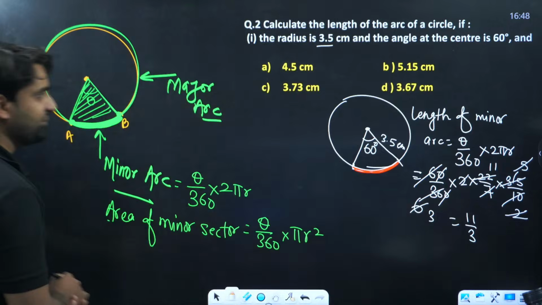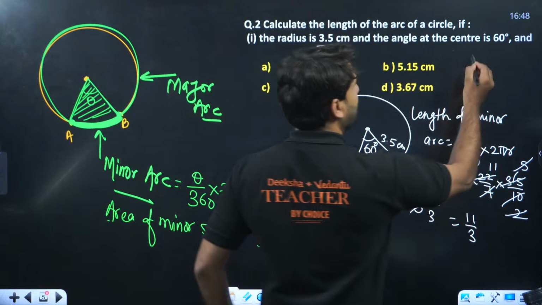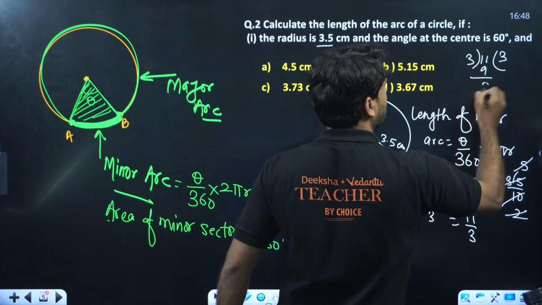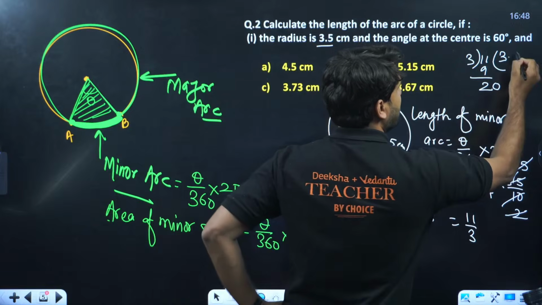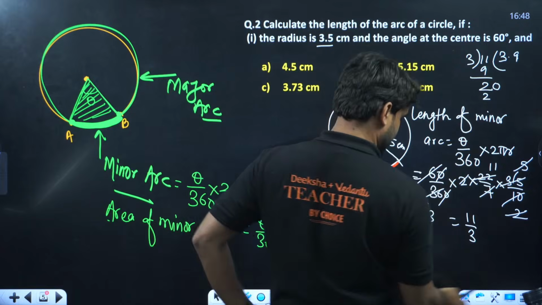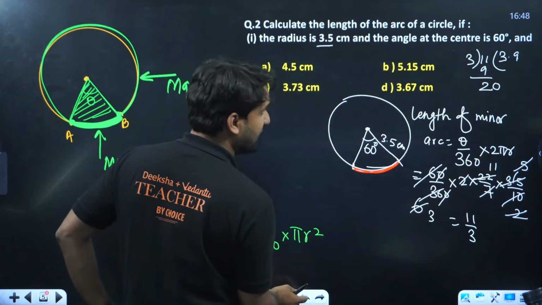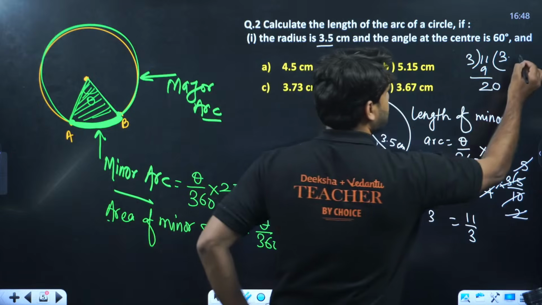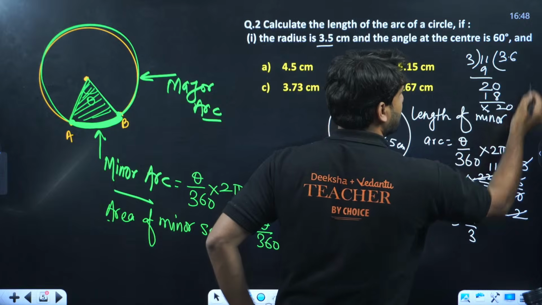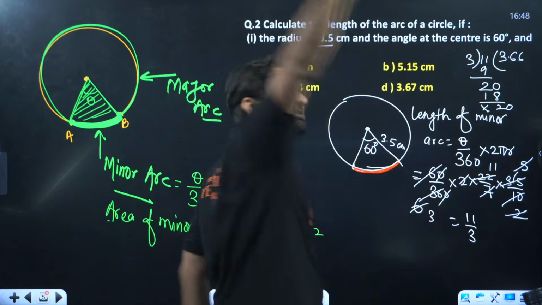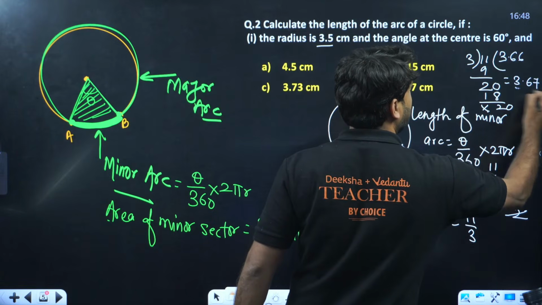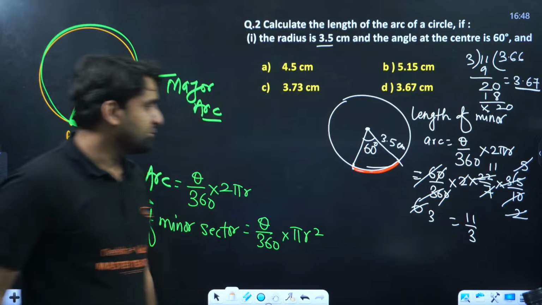Now let's divide. 11 divided by 3: 3 3 ja 9, remainder 2, then 20, 3 6 ja 18, again we have 2, so 6 6 6 will be repeating. So my dear champion, we can write that 3.67 approximately. So option number D will be correct here.